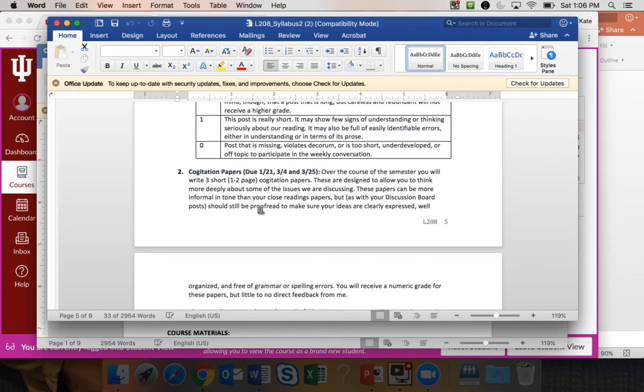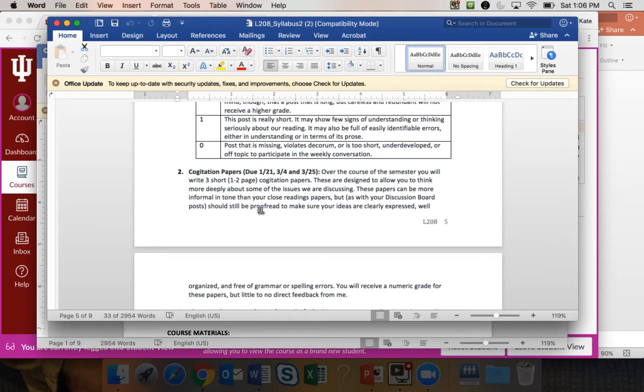Let's talk for a moment about our cogitation papers. These are due on January 21st, March 4th, and March 25th. You have 3 of them. They're 3 short papers of about 1 to 2 pages each. And I've called these cogitation papers because they're designed to allow you to think more deeply about some of the issues that we've been discussing.